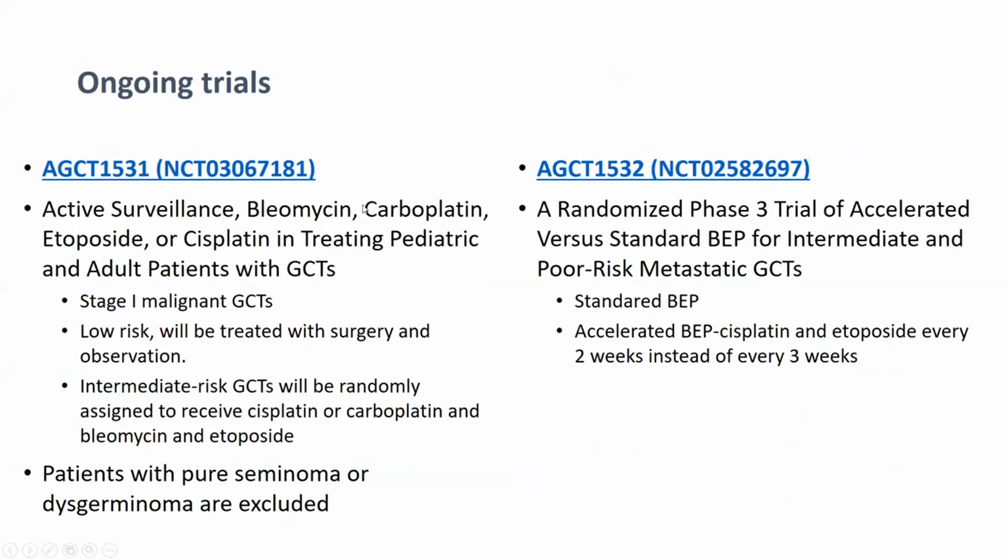These are the ongoing trials. The 5131 trial is comparing observation versus chemotherapy in low risk patients, and in intermediate risk patients, cisplatin versus carboplatin. And the 1532 trial is exploring the role of accelerated BEP versus standard BEP in poor risk metastatic patients. Standard BEP is given 3 weekly, and accelerated BEP is given 2 weekly.